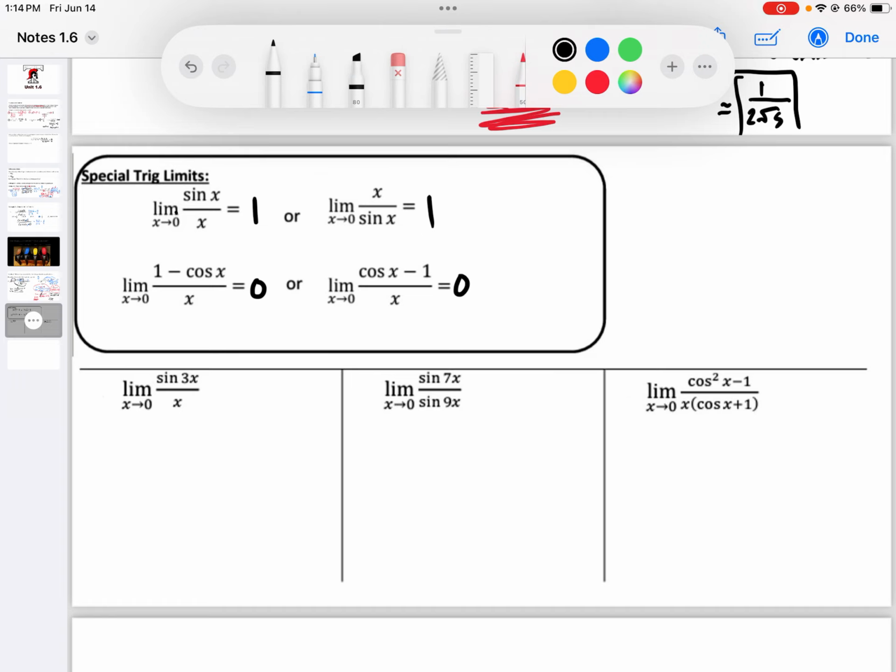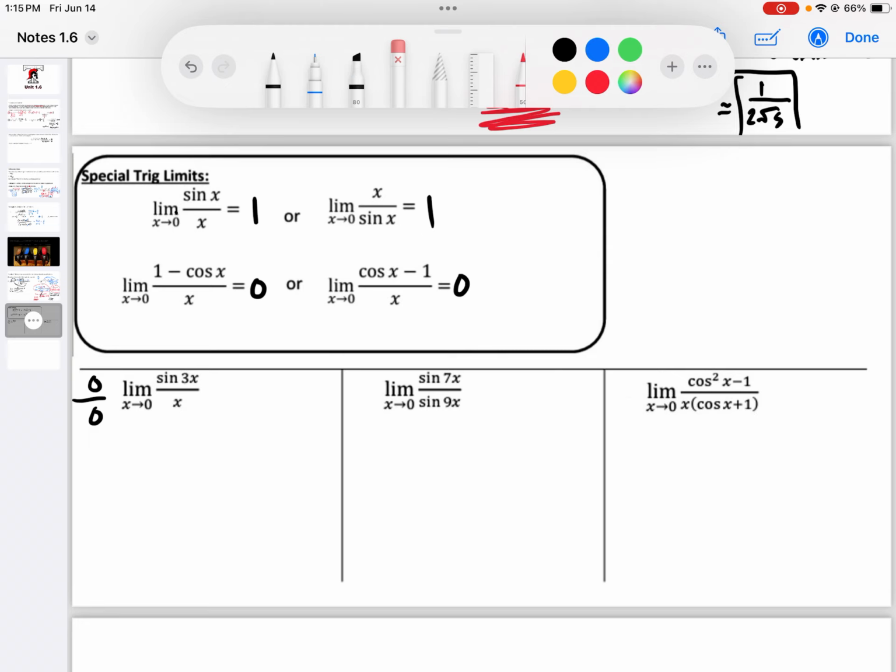All right, so using these rules up here, we want to find the limit as x approaches 0 of sine 3x over x. Now, if I plug in 0, sine of 0 is 0, and the bottom is 0 too, so it's an indeterminate form, but I can't factor, and I can't rationalize. So this is where we use these little trig limits.